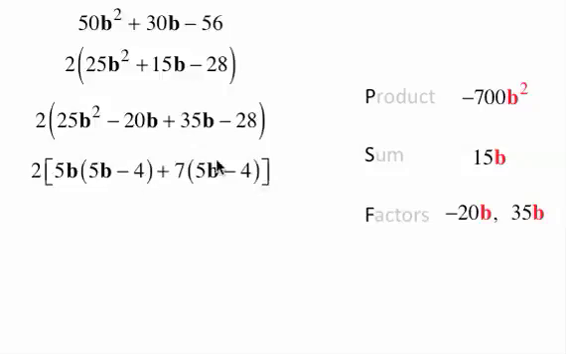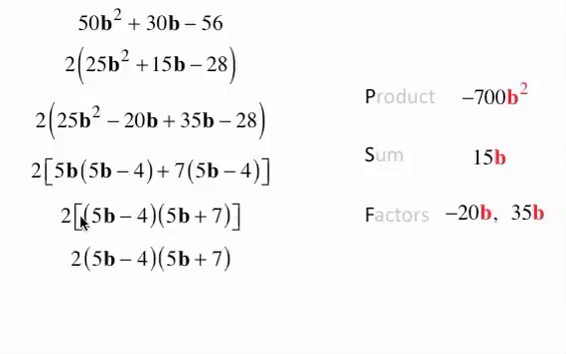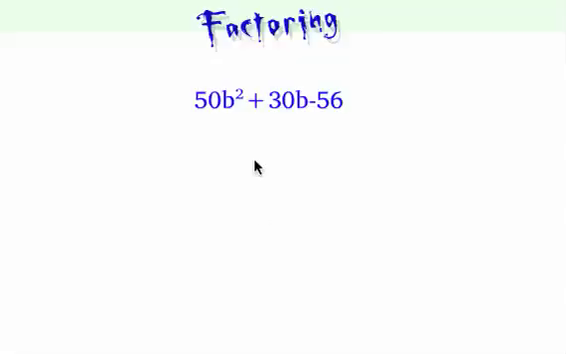And remember, these two brackets have to be the same. If they're not the same, then you've made an error. So 5b minus 4, 5b minus 4 is the same. So we're going to factor out the 5b minus 4, and we're going to be left with 5b plus 7. And there it is, 5b minus 4, 5b plus 7. These square brackets we don't need anymore, so we can get rid of them. And that's our answer. So we go back into the program, and we put our answer.